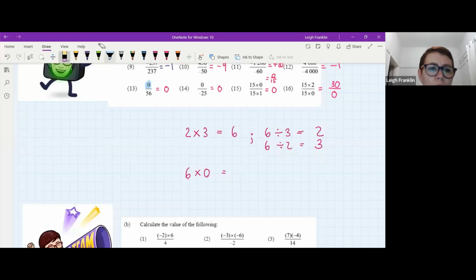Because it doesn't work in reverse. That's the whole idea behind this. If you take a number and you multiply it by 0, you always get 0 as your answer, don't you? If you've got 2 and you times it by 3, you get 6, which means that you can take 6 and divide it by 3 and get 2. So you can take your answer, which is 0, and then you can divide it by 6.